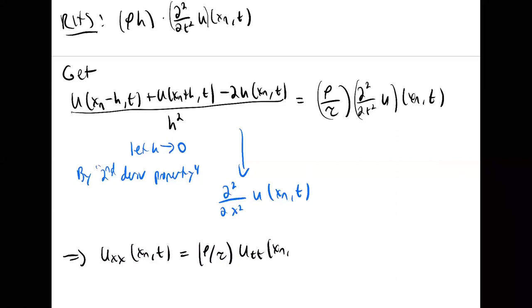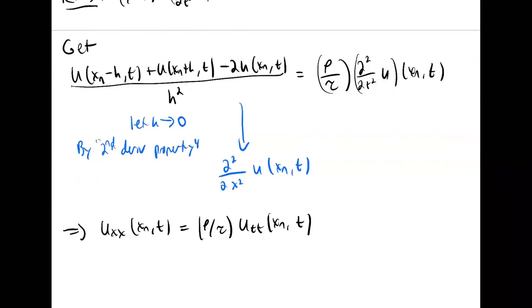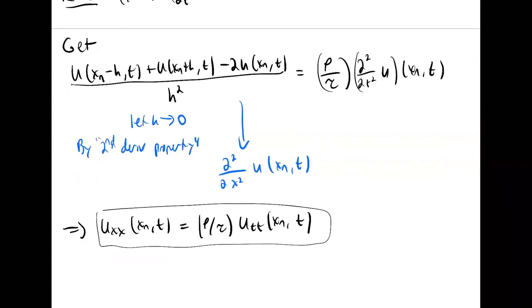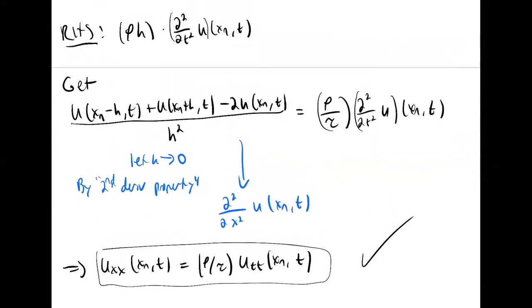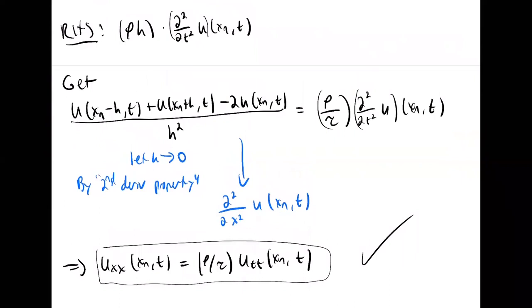At this fixed point. Right, and since this is true for any point, we expect this equation to hold. So this is the derivation. You can see this was not necessarily an easy derivation. It was definitely a lot less straightforward than in the case of the transport equation.